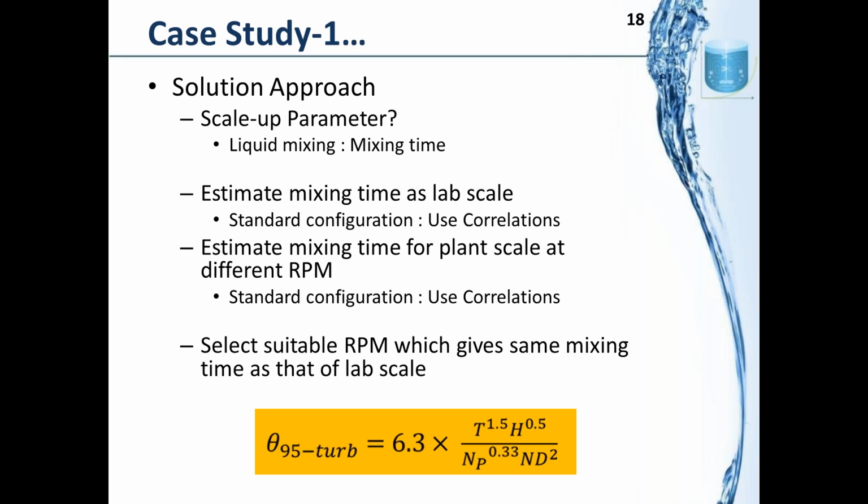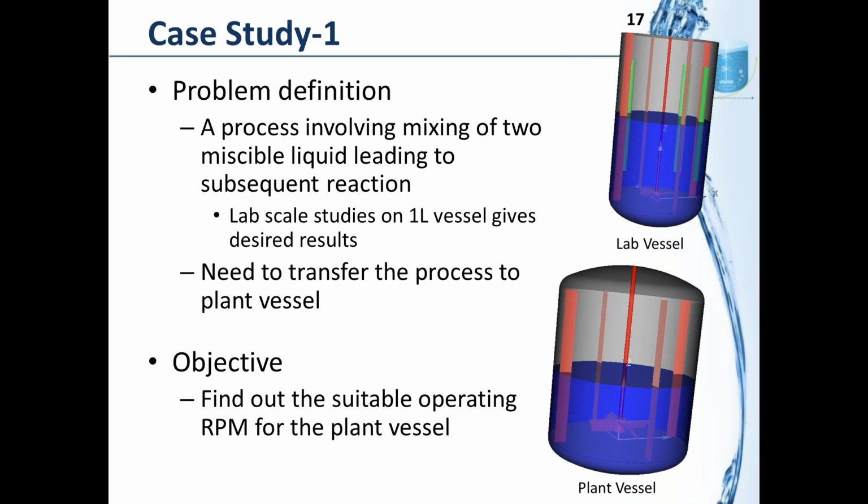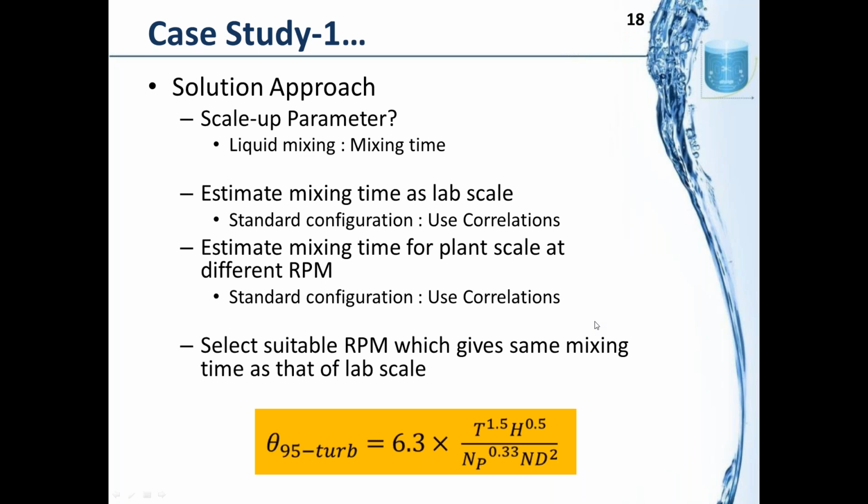Now here we know that there is a mixing of two different liquids, so mixing time will govern how the mixing time needs to match between the lab scale and the plant scale vessel. How you can estimate the mixing time is that, if we look at the configuration or design, it is a typical standard system, so correlations can be used. This is the typical correlation which can be used to estimate the mixing time in a turbulent flow regime.